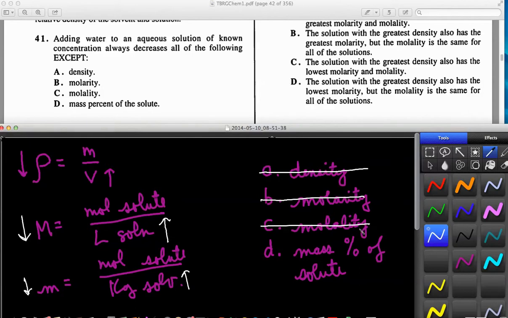So look, I feel very confident about those three eliminations. I'm going to choose D. And again, the reason I'm going to choose D is that I'm most confident that A, B, and C would be altered by adding water to an aqueous solution.